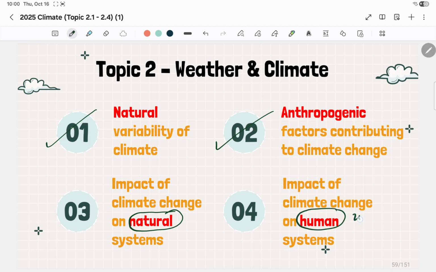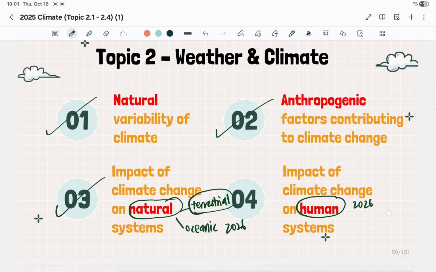So human systems you will learn in 2026. This year you are only learning about the terrestrial environment. Okay, the oceanic environment, this one will leave it for 2026 as well. Okay, so today this was what you had focused on. So looking at this portion over here, let's do some quick check-in. You should receive a handout from your relief teacher and you can use that to guide your learning for today.